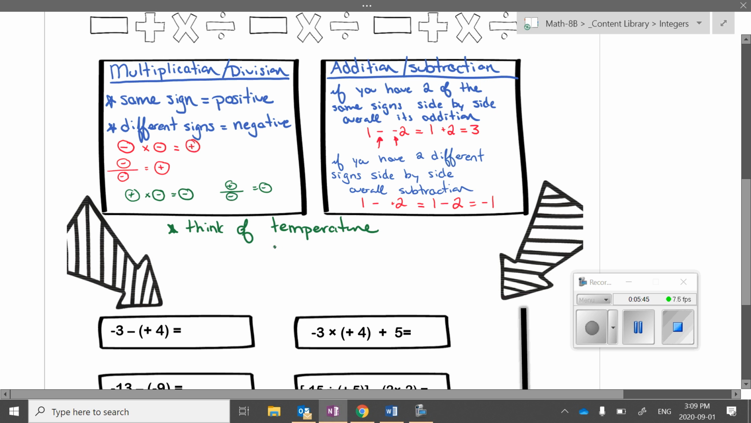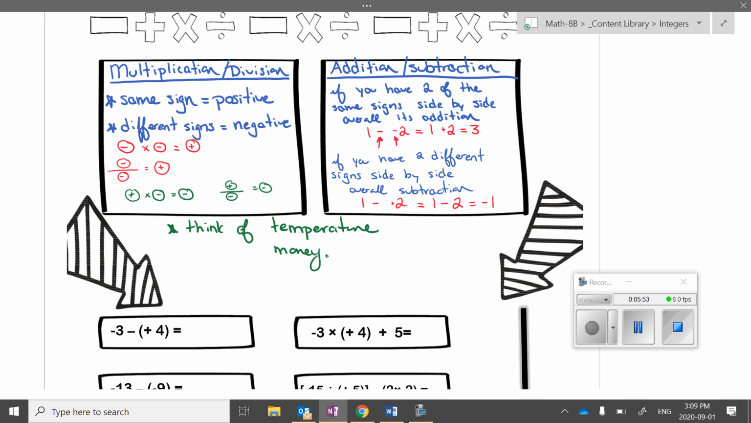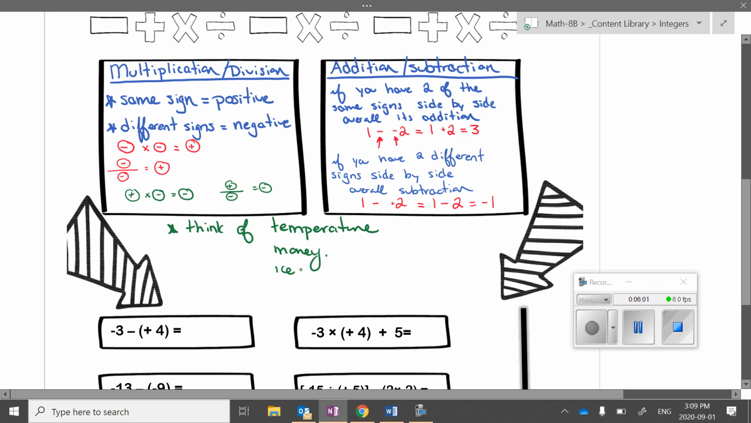Sometimes we can think of money. You're this much in debt. You found this much money on the ground, or your mom gave you some money. So sometimes money is also a good one to think of. Does anyone have any other ideas how sometimes we can use it? Yes. Ice cubes. So ice cubes would be negative. You add warm water. Totally.